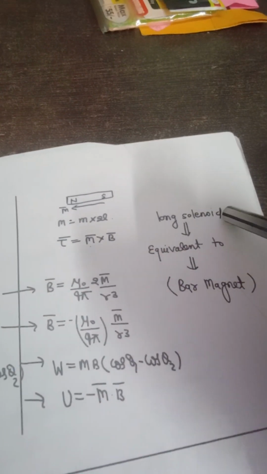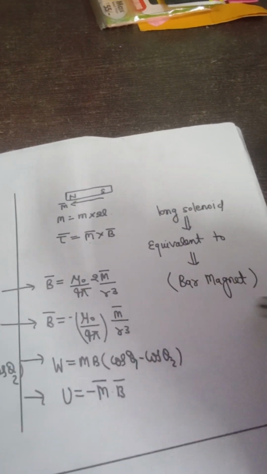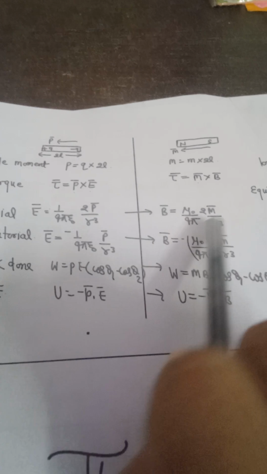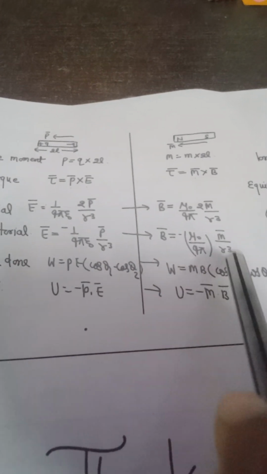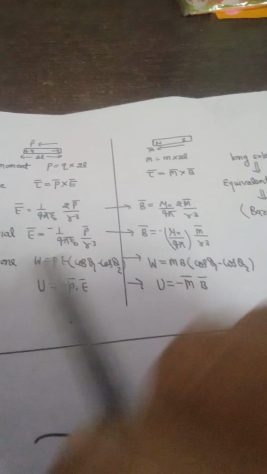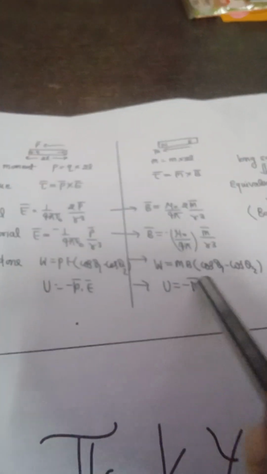A long solenoid is equivalent to a bar magnet. So you can see in the magnetic field, B is mu naught upon 4 pi 2M upon r cube, and equatorial it is mu naught upon 4 pi M upon r cube. Work done is W is equal to M B (cos theta 1 minus cos theta 2), or potential energy U is minus M B cos theta. So this is for this class.